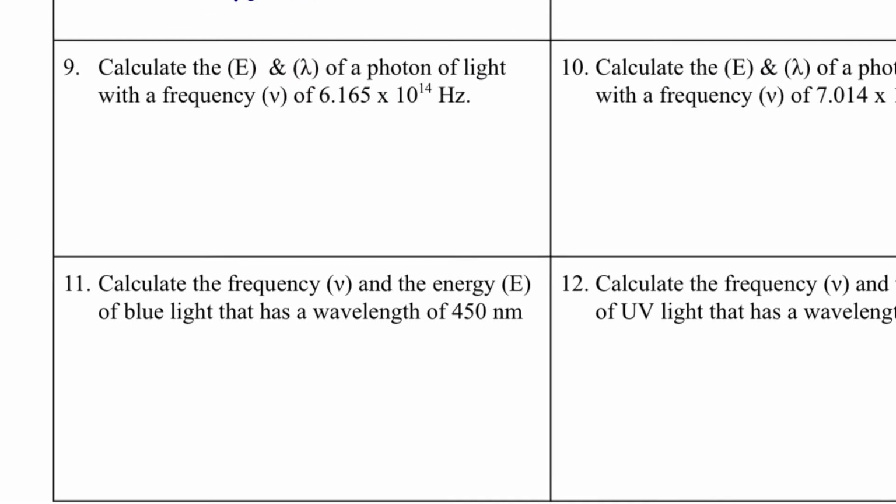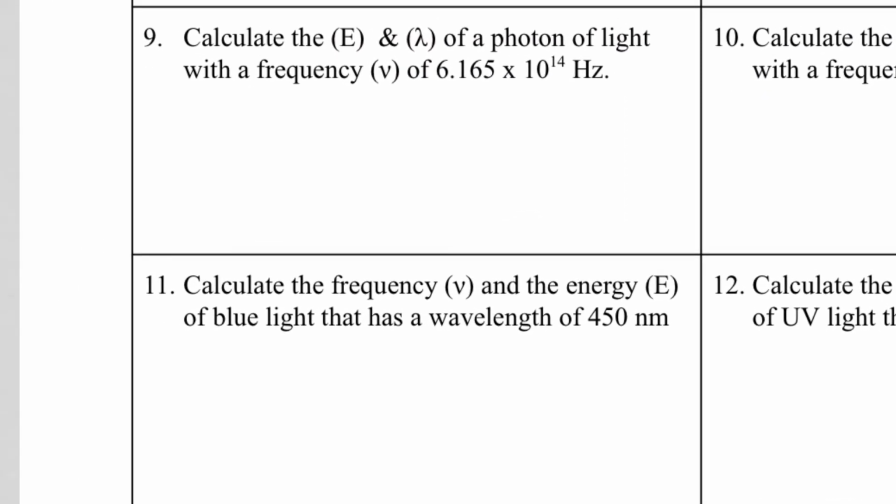The next two are going to be a little bit more challenging because there are 2 parts here. For number 9, what you want to do is find E as well as find lambda. So the first equation is going to be E equals h nu. The second part is going to be lambda equals c divided by nu. So the 2 parts are pretty straightforward, but you do need to do 2 different parts to get to the energy as well as the wavelength.